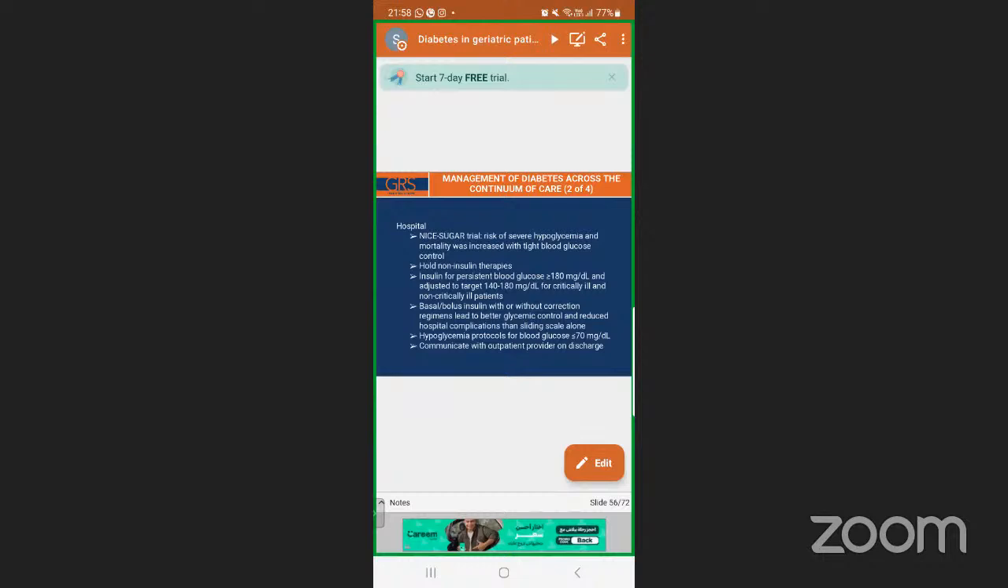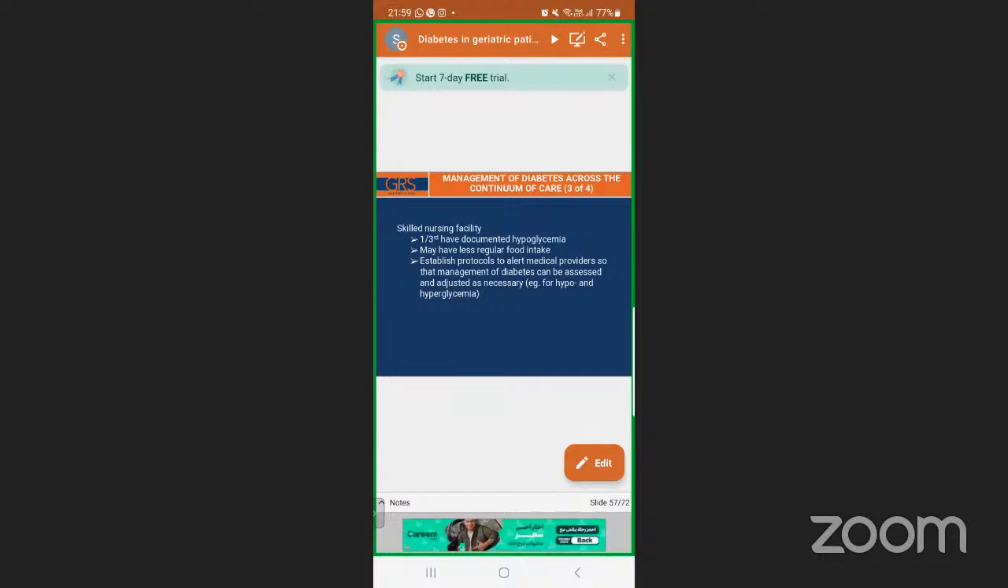Basal bolus insulin with or without correction regimens leads to better glycemic control and reduced hospital complications than sliding scale alone. Hypoglycemia protocols for blood glucose less than 70 milligram per deciliter. Communication with outpatient provider upon discharge of the patient from the hospital.